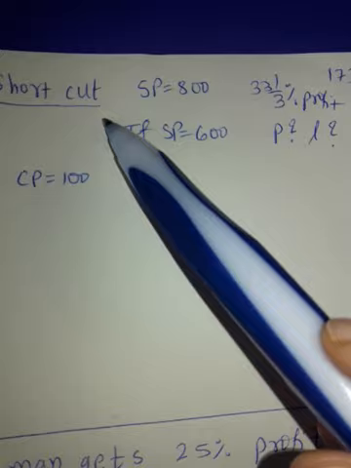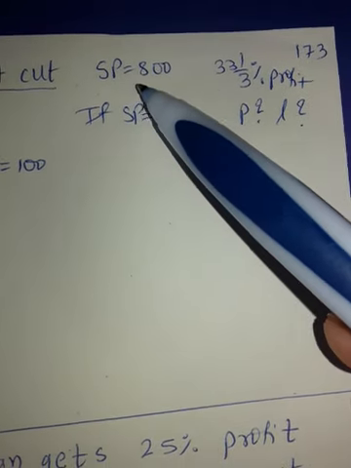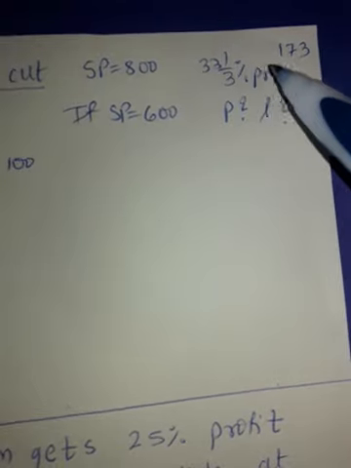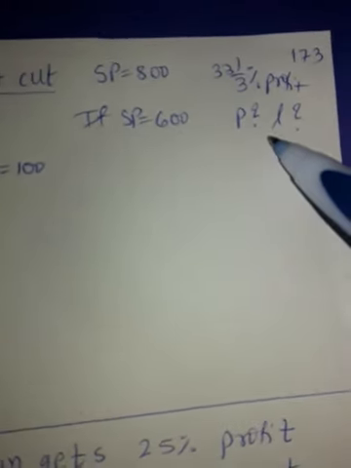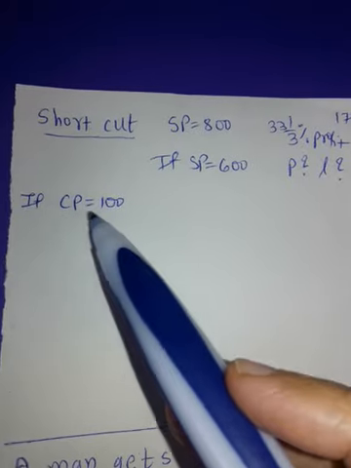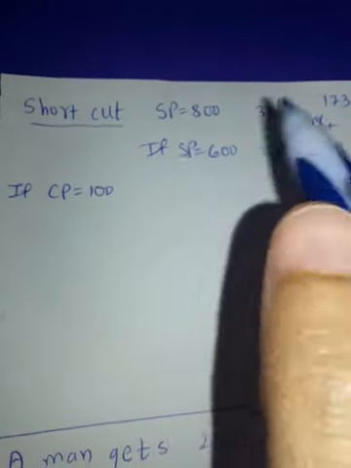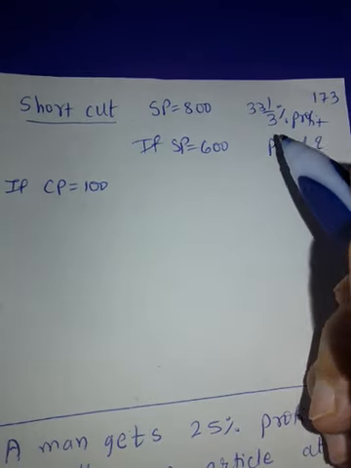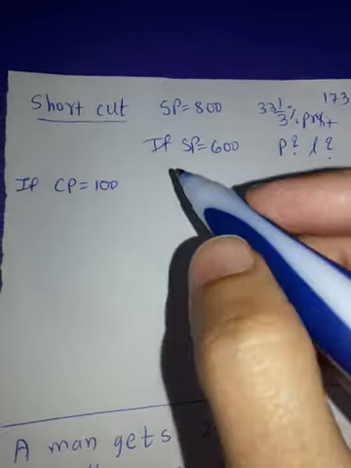Now shortcut method. What is given to us? SP is 800, that is given to us. When SP was 800, it was 33 1/3% profit. If SP is 600, how much is profit or loss? That was the question. So how are we going to use our shortcut? Always with the base: if CP is equal to 100. If CP is 100 and 33 1/3% profit means what? SP is 400/3, that we just now saw.